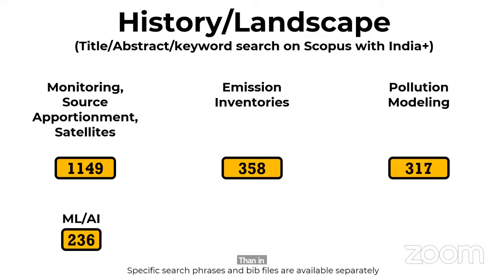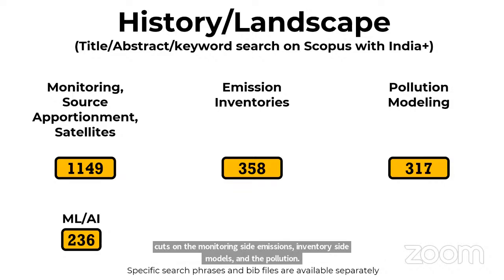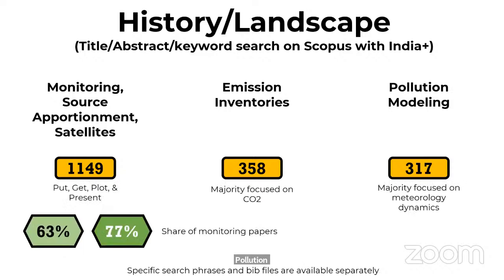Then we also did very specific cuts on the monitoring side, emissions inventory side, models, and pollution modeling papers. A lot of work, as you can see, about 60 to 70% of the papers that we see coming out of India are based on monitoring data. I call them put, get, plot, present papers. When you basically have a monitoring station equipment, you put it somewhere, you get some data, you plot it, and then you're presenting it as a paper. A lot of these papers follow exactly that pattern.